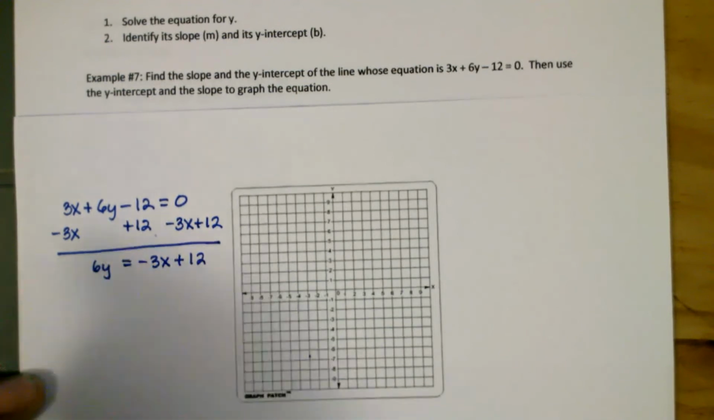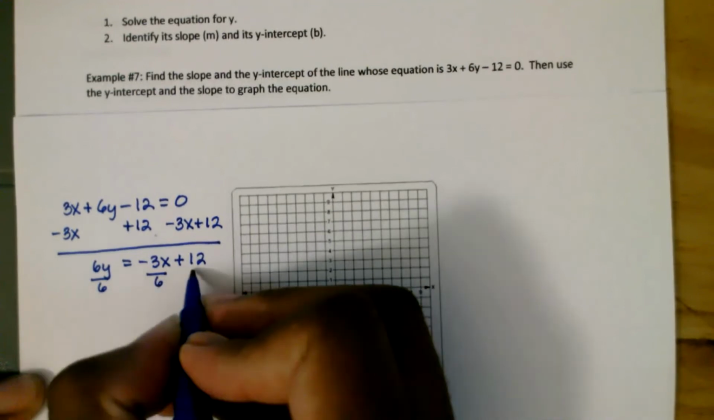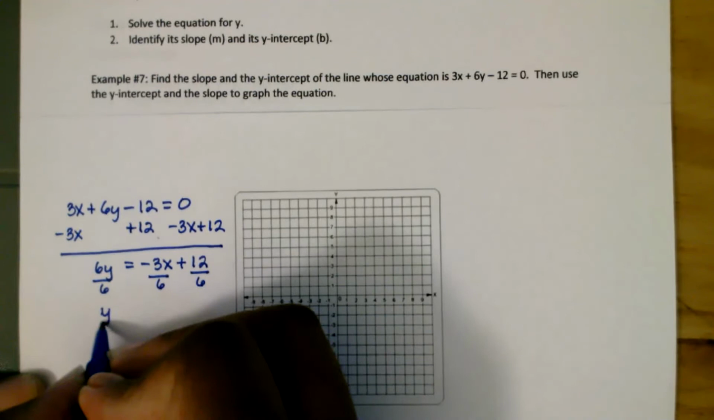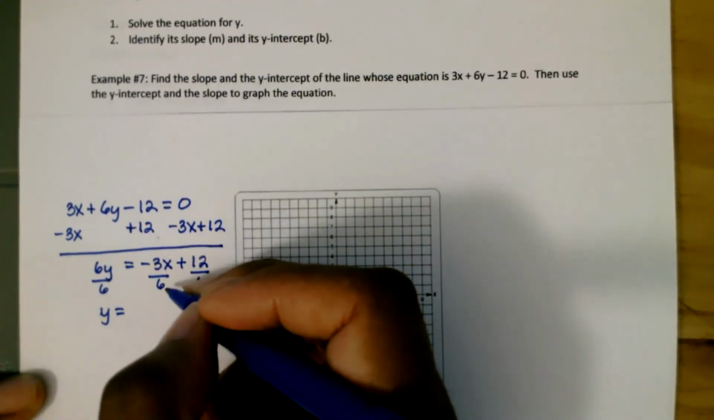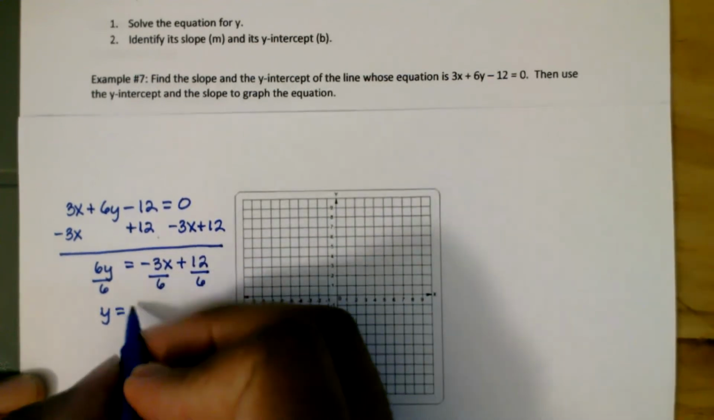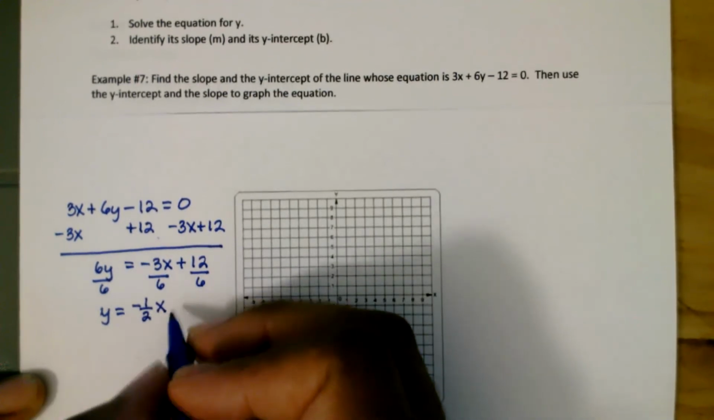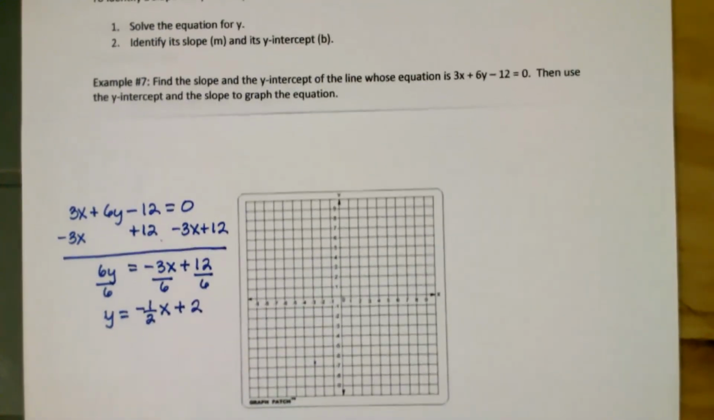And then to get y by itself, I'm dividing by 6. Let's divide each and every term in this equation by 6. So that means y is equal to, here I'm going to have negative 3 over 6. If I reduce negative 3 over 6, this will be negative 1/2. So I got negative 1/2 x, and then plus 12 divided by 6 is 2. So this is my equation in slope-intercept form: y equals negative 1/2 x plus 2.